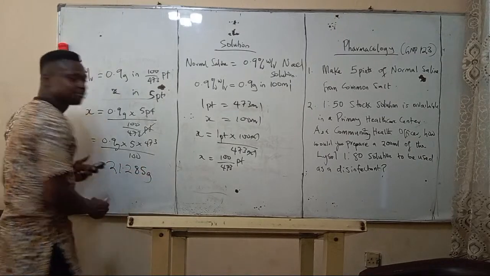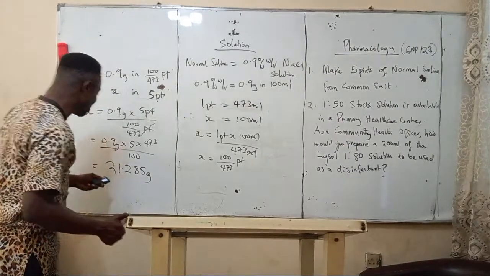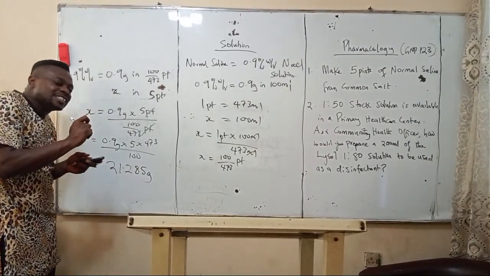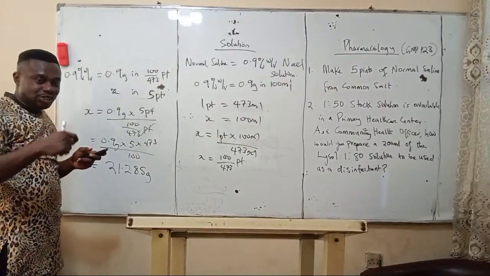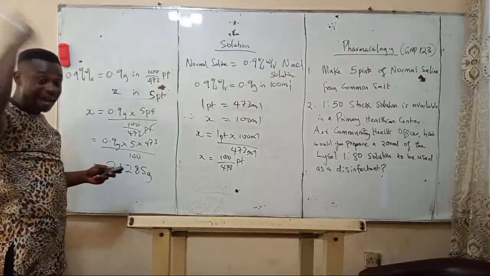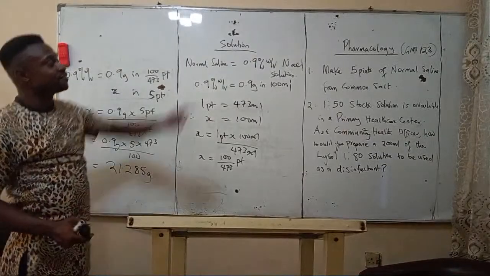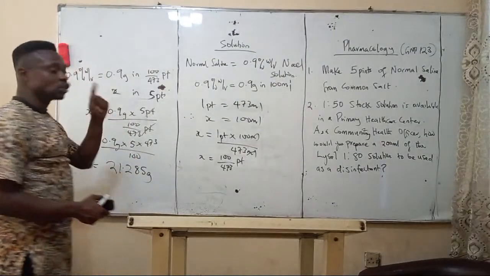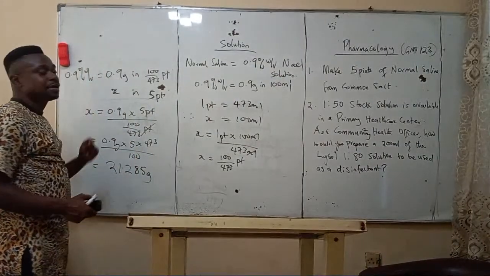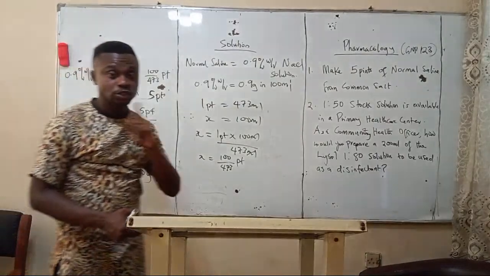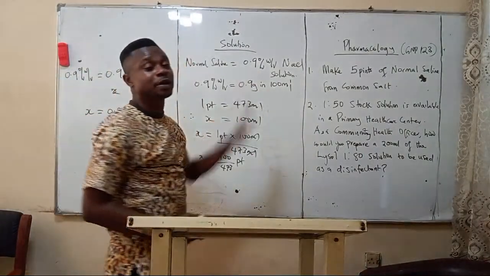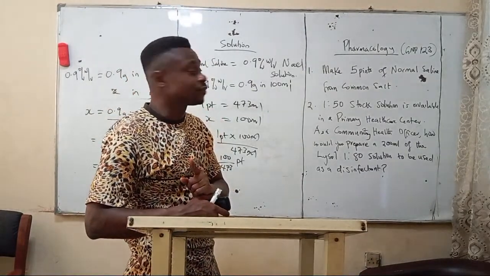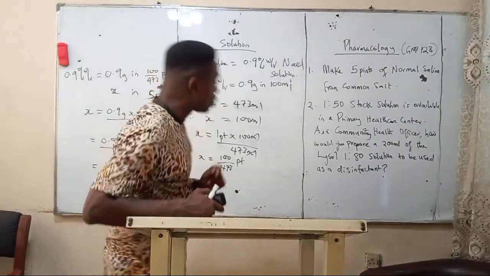21.285 what? Gram. So if you get 21.285 gram of sodium chloride, add a small amount of water, dissolve it, and make it up to 5 pints, you will get 5 pints of normal saline. Because normal saline is what? 0.9% weight in volume sodium chloride solution. That's normal saline. So this is how you prepare 5 pints of normal saline from common salt.